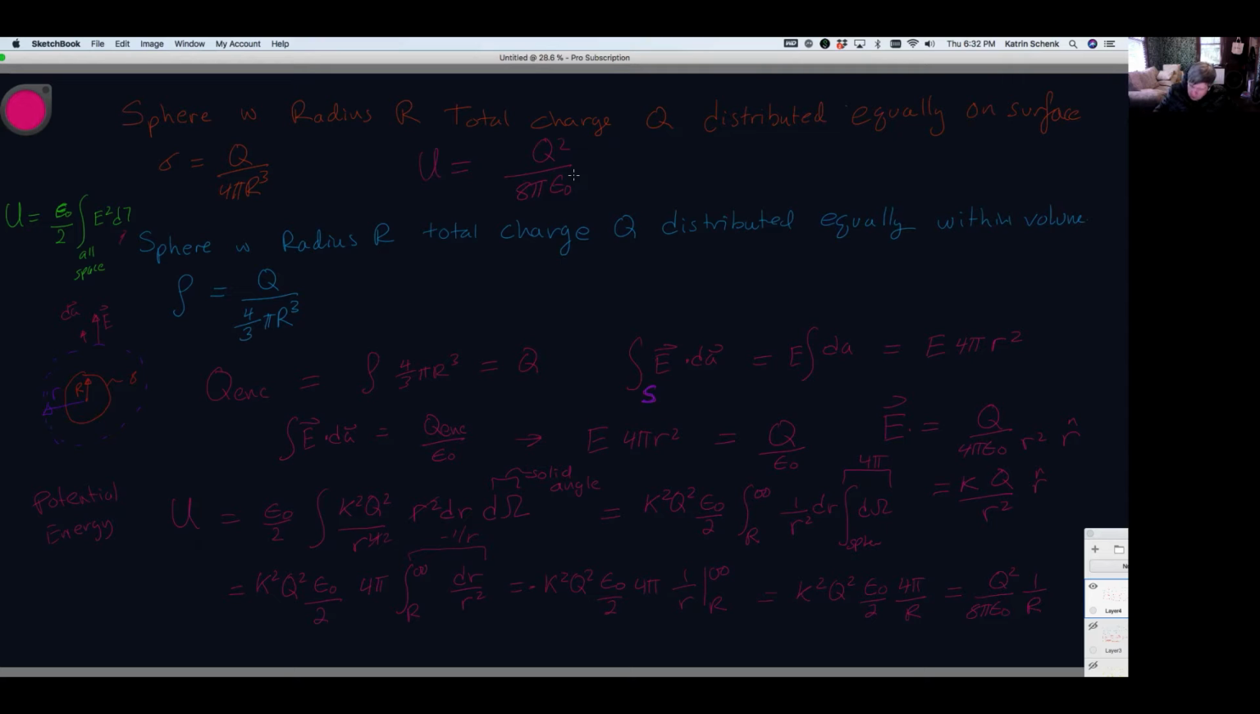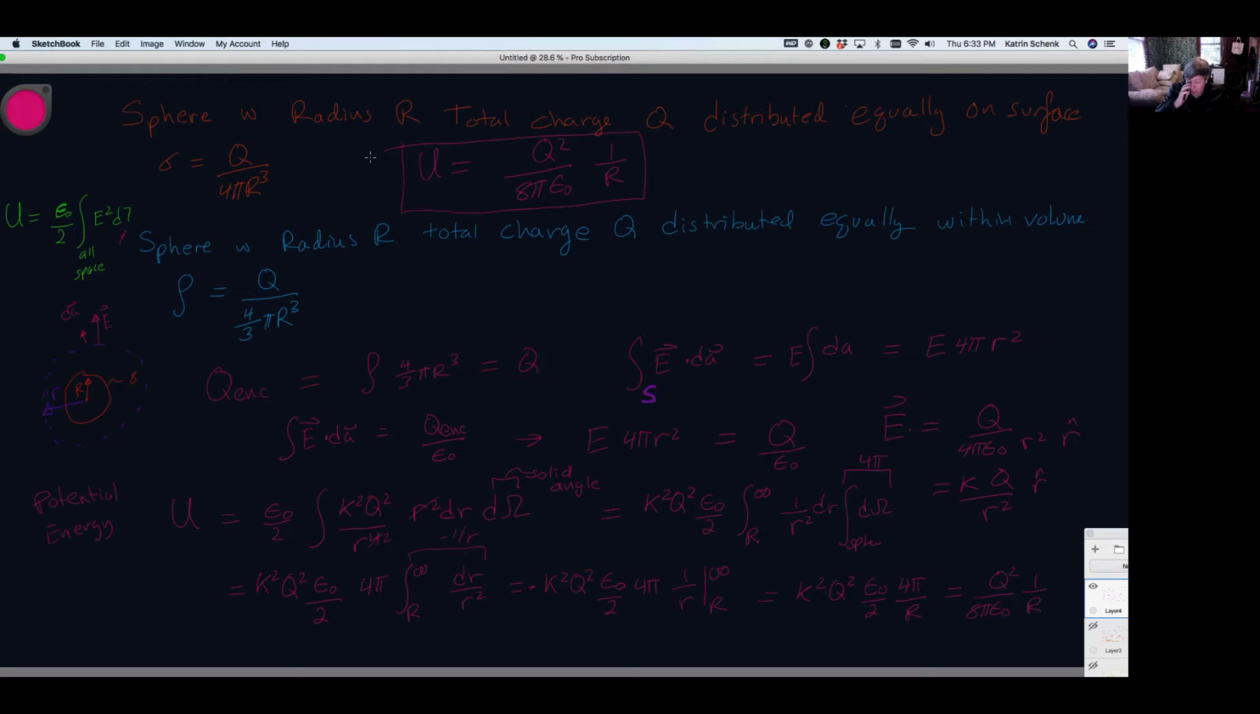Yeah, 8 pi epsilon naught r. I'm just double checking my algebra here as we go. Okay. Yeah, because I get 16 divided by 8. All right. So we've got that for the sphere with the charge.